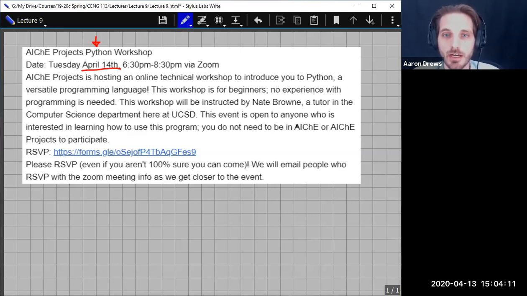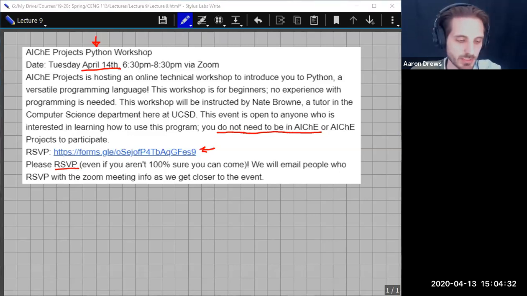Just as a keynote on here, you don't need to be in AICHE in order to come to the workshop. So you can just show up if you want to, but please RSVP. So the RSVP link is here, but I'm going to actually post that in chat right now. So let's send this out to everybody in chat.